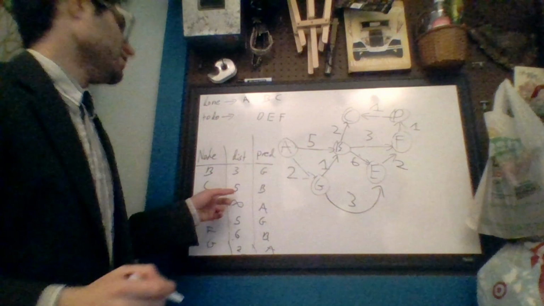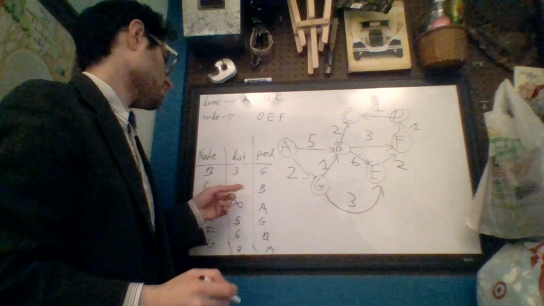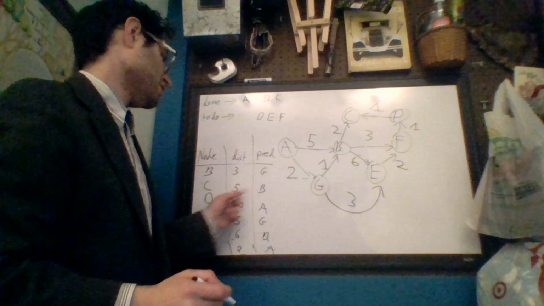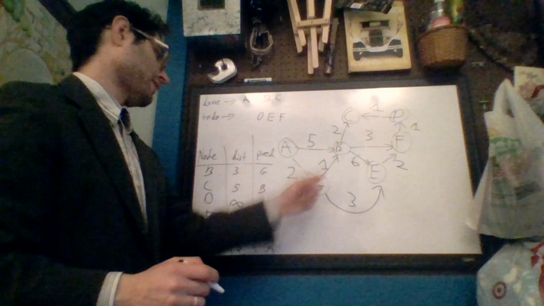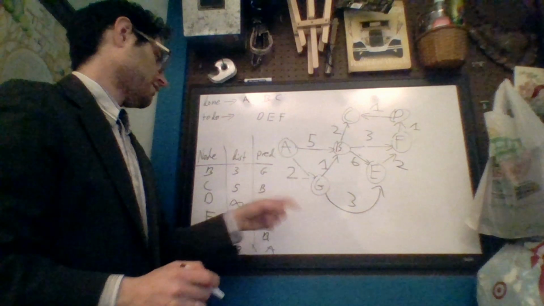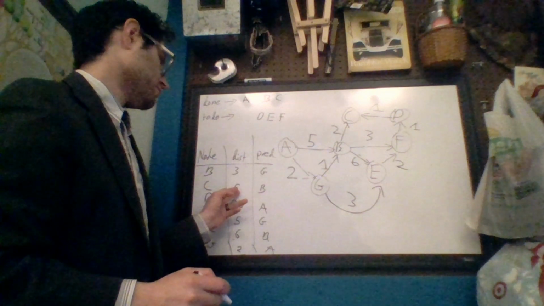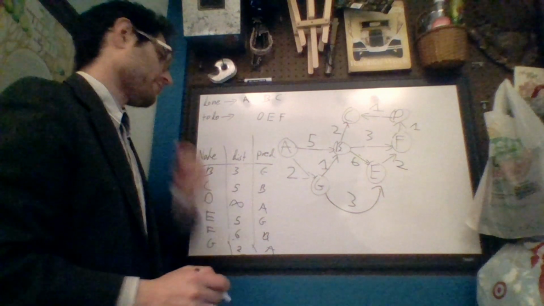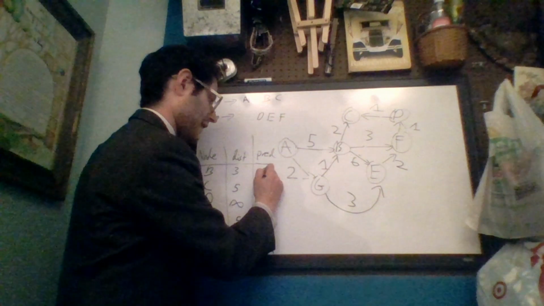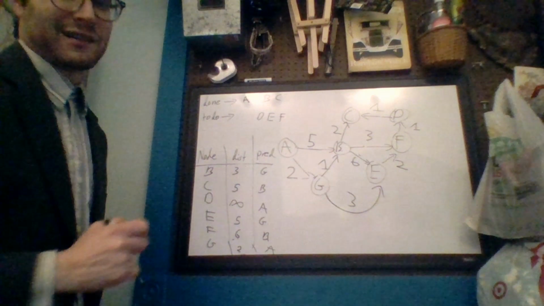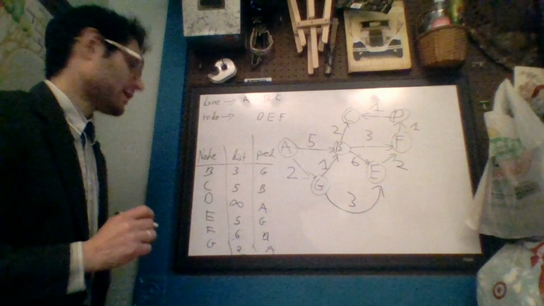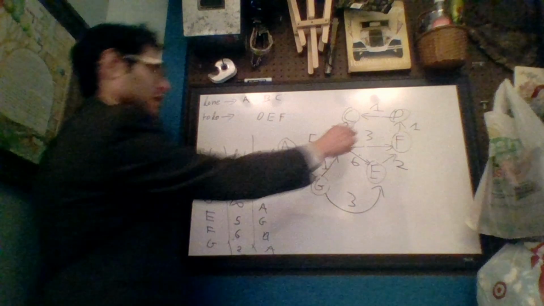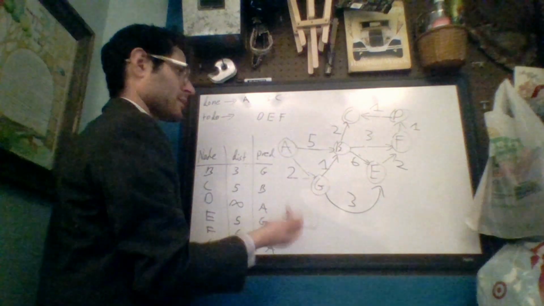Now we know the cheapest way to get to C is by going through B. How do you get to B? By going through G, right? How do you get from C? You go to B. How do you get to B? You go to G. How do you go to G? You go through A, right? The predecessor, the entire point of that is it tells you the cheapest path, and allows you to trace the cheapest path as well. Okay, so now we've got to C. C has no outgoing edges, so we're done with that one.